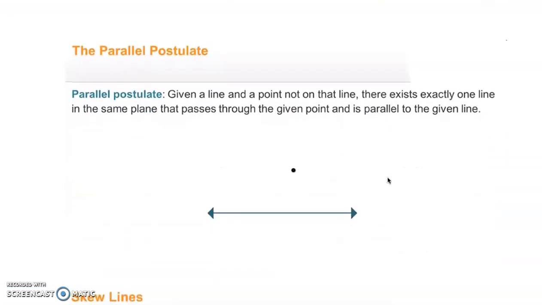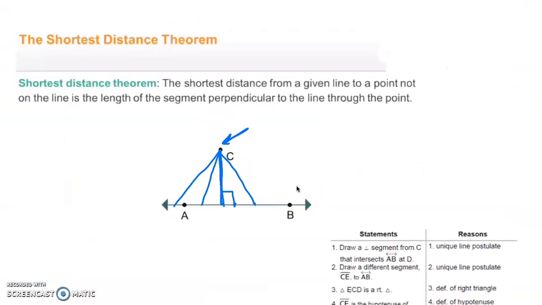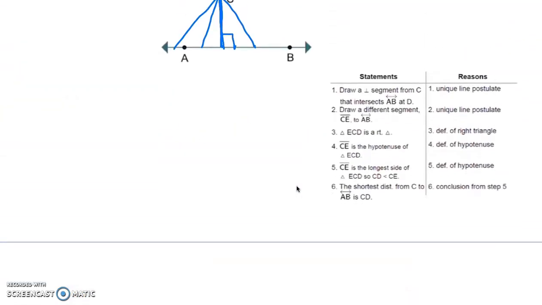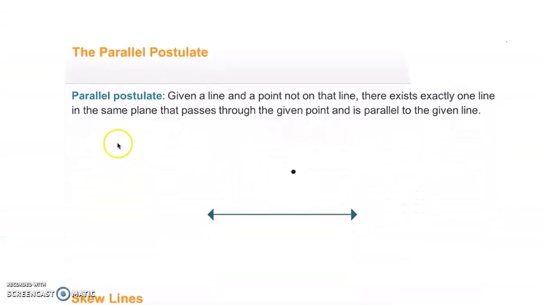So the parallel postulate, so this one is the shortest distance. If we have a point and a line, the shortest distance is a perpendicular line. The parallel postulate says if you have a line and a point not on the line, then there's only one line that we can draw through that point that's going to be parallel if it's in the same plane. So if we're on the same surface, if we draw a line through that, it doesn't matter how close we try to get, there is going to be only one line that is parallel.